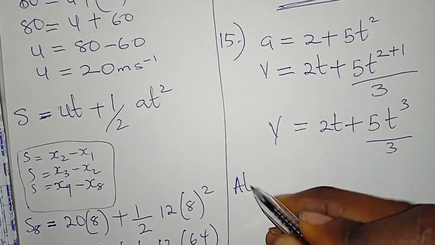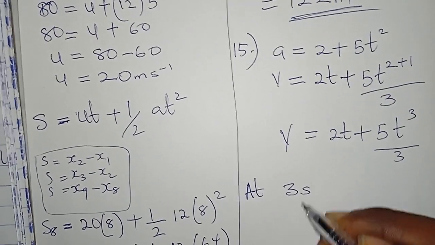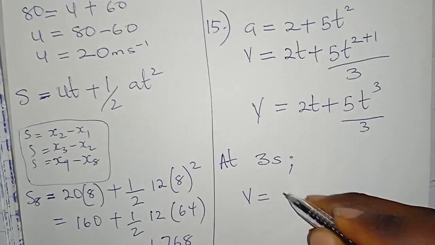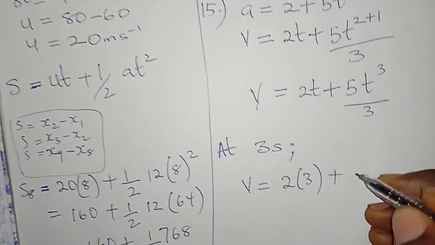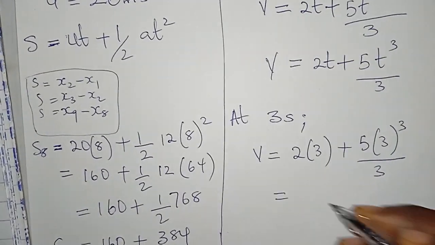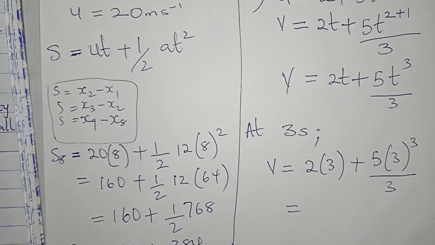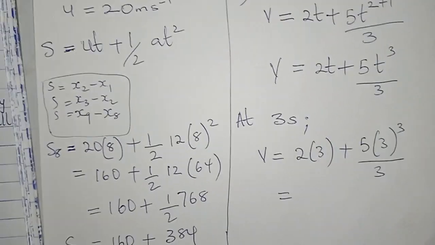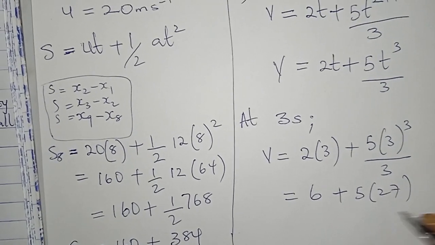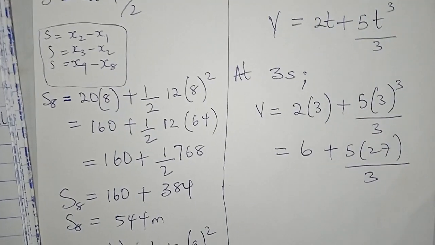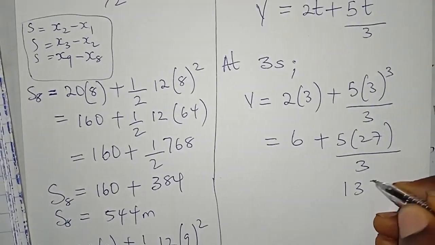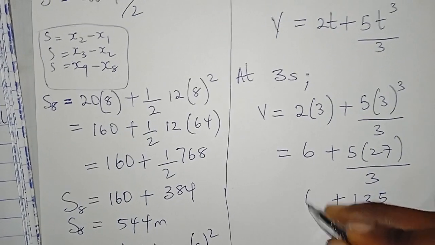So at 3 seconds, you now have that v is equal to 2 into 3 plus 5 into 3 raised to power 3 all over 3. This is 6 plus 5 into 27 all over 3. Oh yeah, 5 times 27. This is 135 all over 3 plus 6.